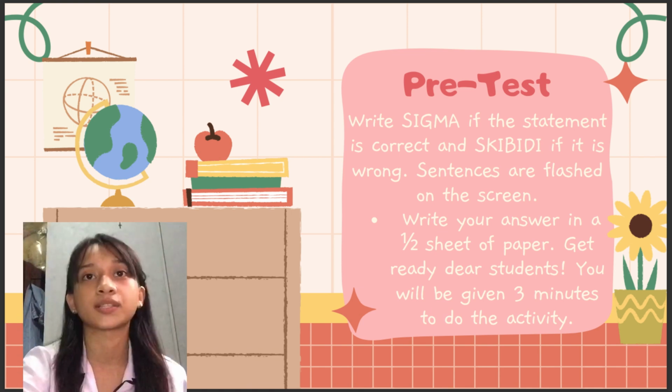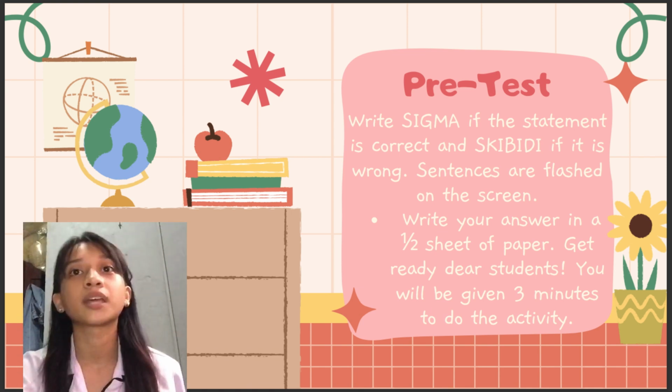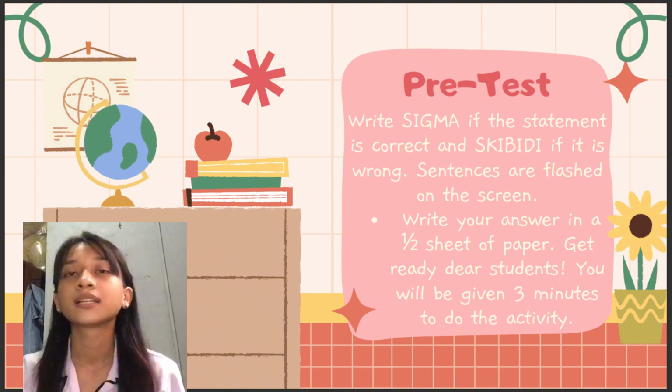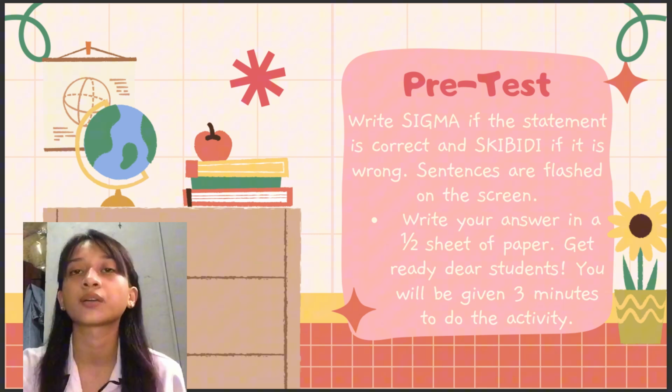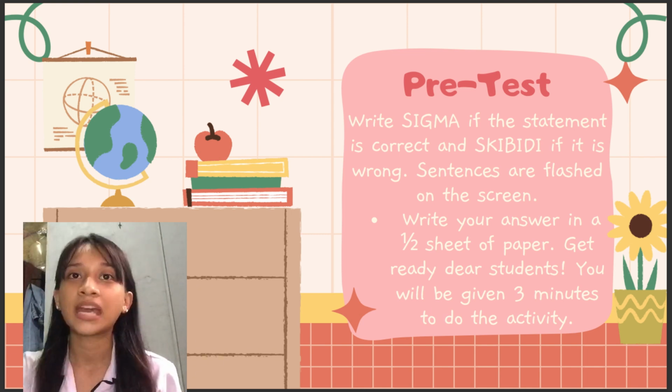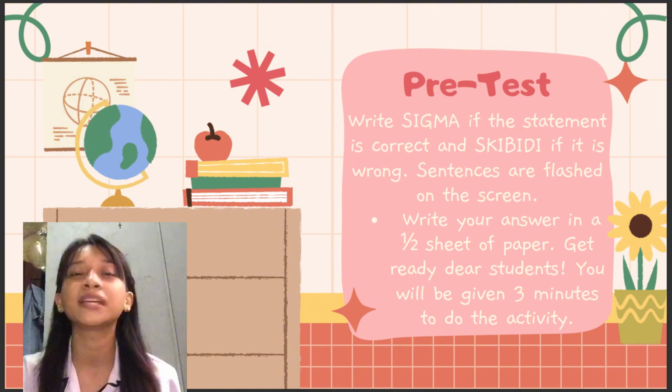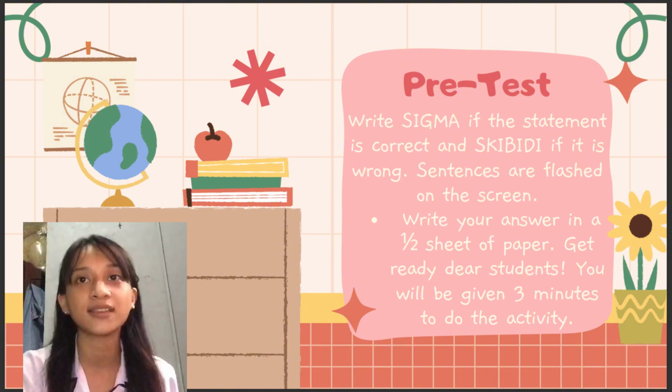The instructions is write sigma if the statement is correct and skibbity if it's wrong. Sentences are flashed on the screen. Write your answers in a 1/2 sheet of paper. Get ready, dear students. You will be given 3 minutes to do the activity.